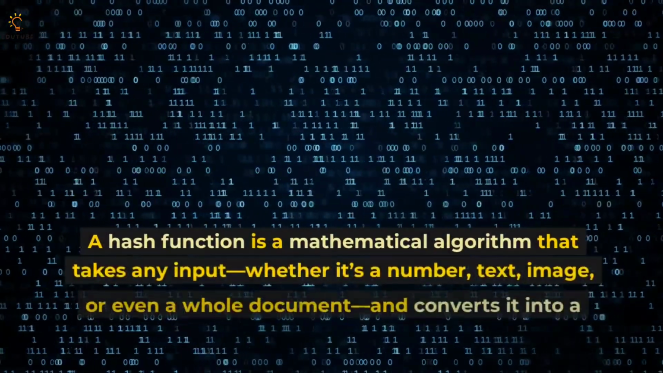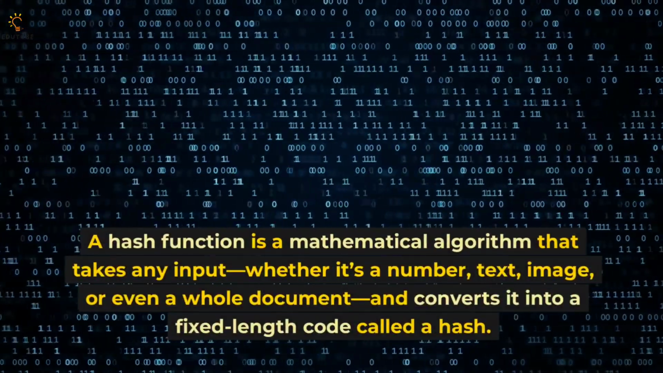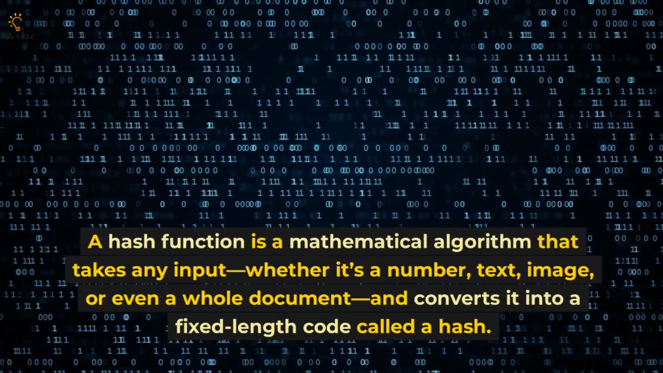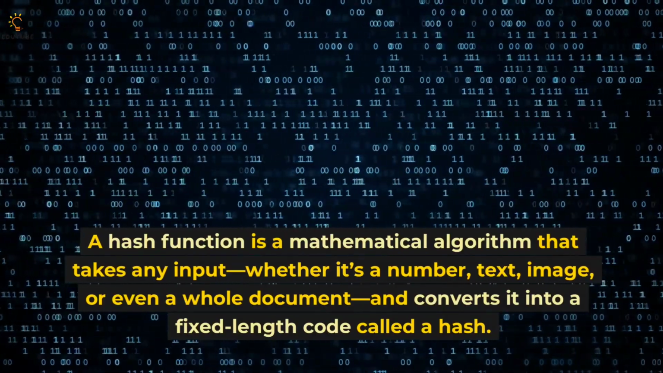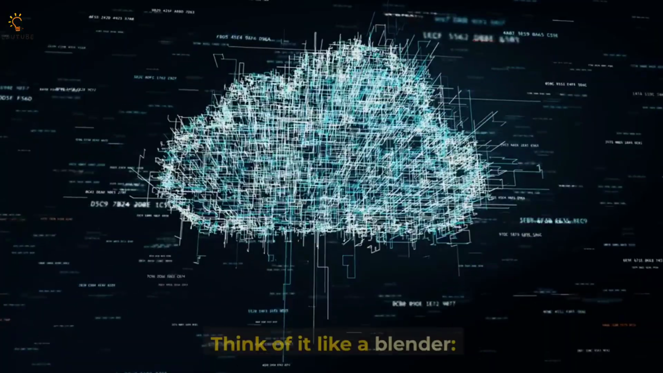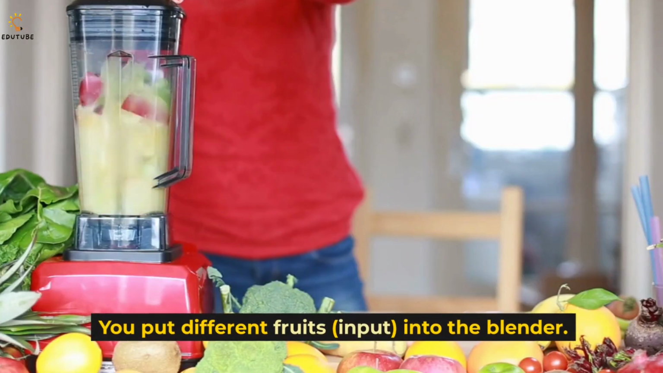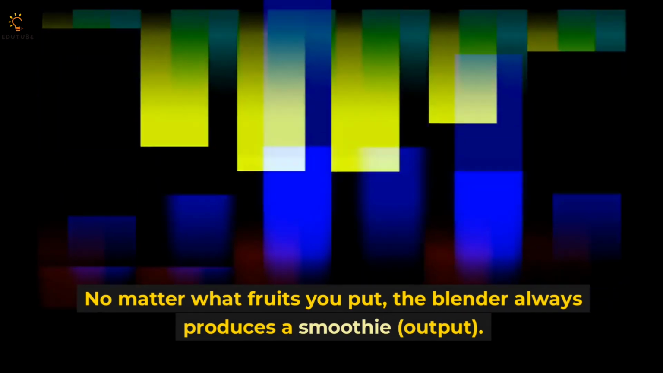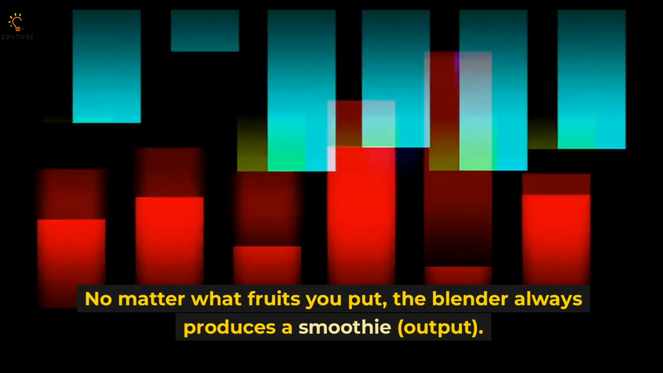A hash function is a mathematical algorithm that takes any input, whether it's a number, text, image, or even a whole document, and converts it into a fixed-length code called a hash. Think of it like a blender. 1. You put different fruits, the input, into the blender. 2. No matter what fruits you put, the blender always produces a smoothie, the output.